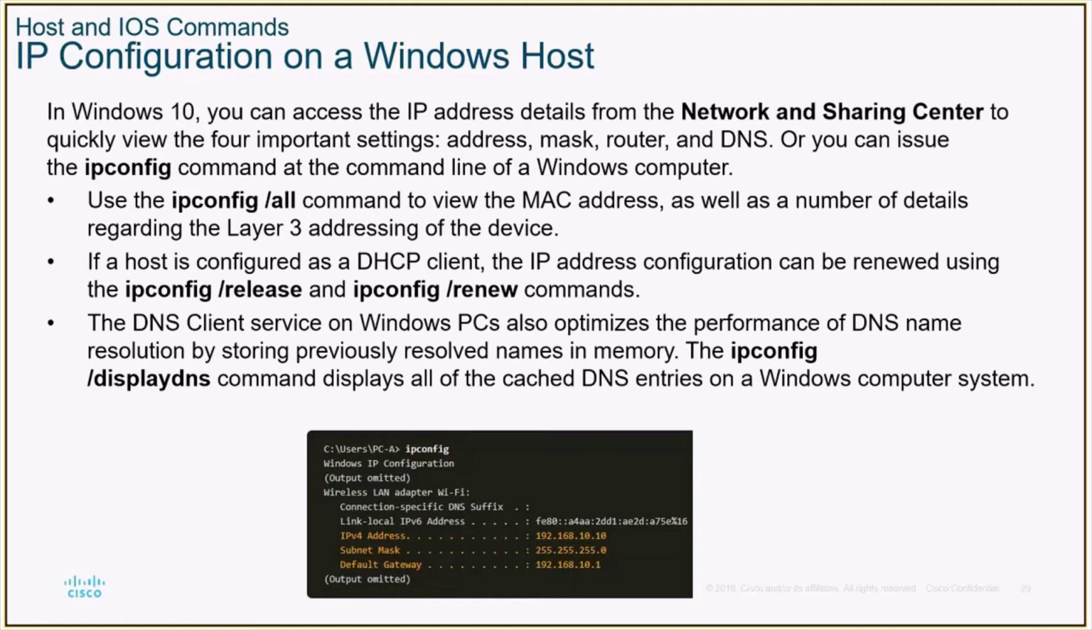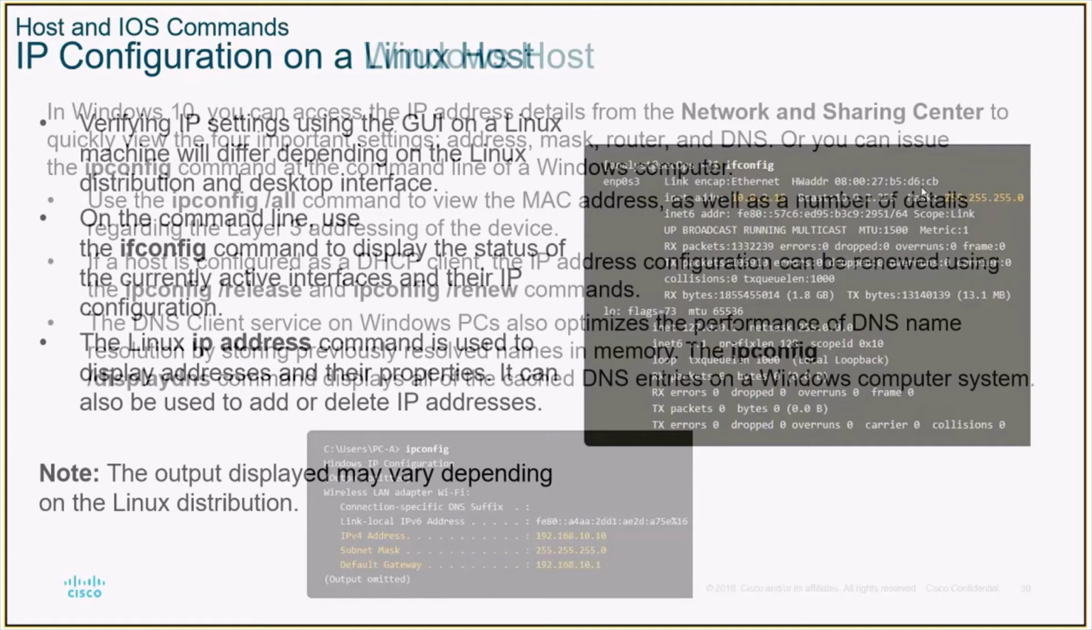By storing previously resolved names in memory, the ipconfig /displaydns command displays all of the cached DNS entries on your system. So you can actually have a look at your DNS cache by doing ipconfig /displaydns, and it shows you the DNS cache, which can be handy at times.